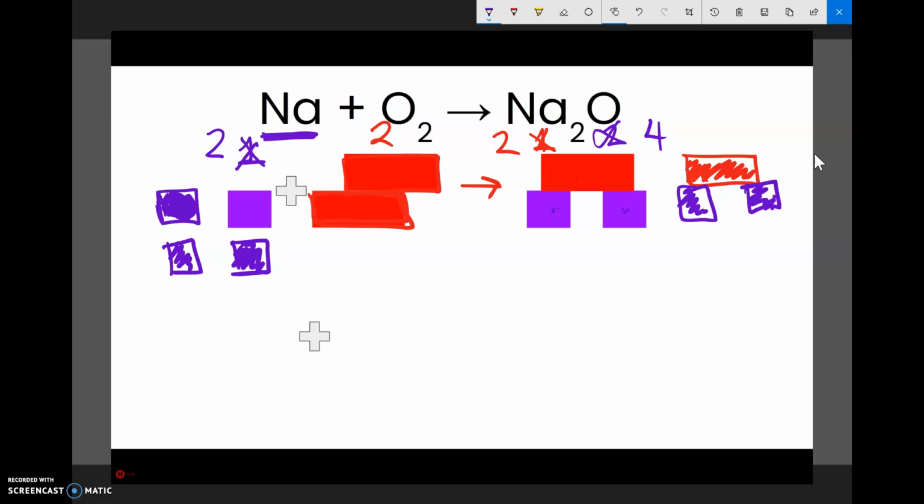So now we have 1, 2, 3, 4 sodiums. On this side we have 1, 2, 3, 4. Our oxygens we have 1, 2, 1, 2. So now this is a balanced chemical equation.